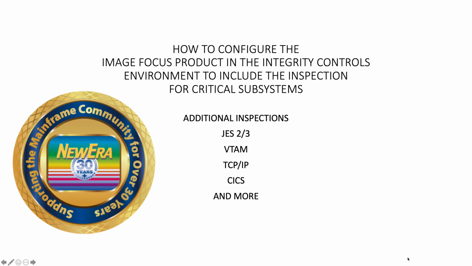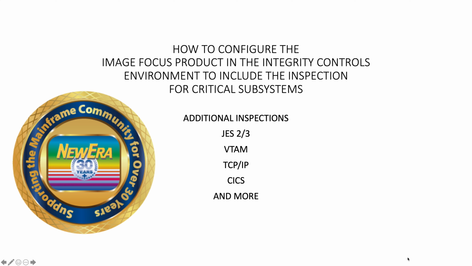Hello everyone. What we'd like to discuss at this time is how to configure the image focus product, which is part of the integrity controls environment, to include the inspections for your most critical subsystems. Additional inspectors are available for JES 2 or 3, VTAM, TCP/IP and all of its subcomponents, and the startup of the CICS regions. And there's more that we can do as well, as we'll discuss as we go forward here.